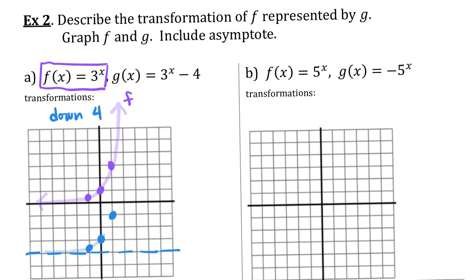Okay, I'm going to sketch on my graph. Okay, and I'm going to label it. That's graph G. Okay, and just look at it when you're done and think, yep, that went down 4. That looks correct. Okay, let's look at the next one.